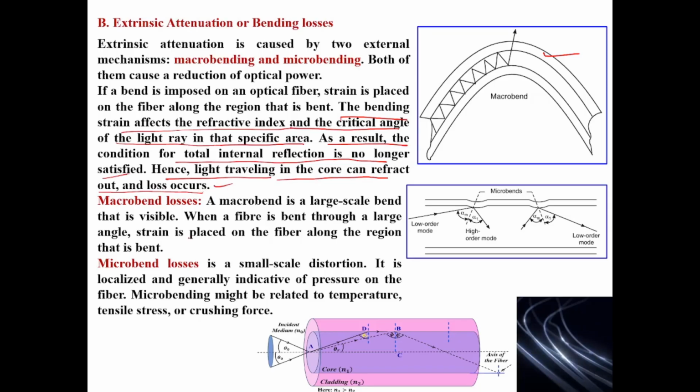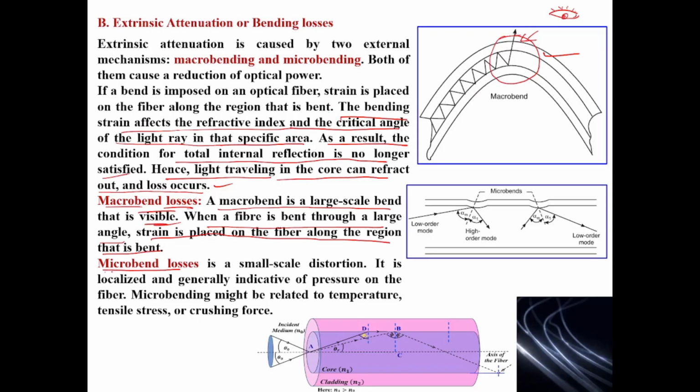And this bending can be of two types: macro bend loss and micro bend loss. Here macro bend means it can be visible. If the fiber bends like this, it can be seen by the naked eye. Anyone can visualize that the fiber is bent like this. A macro bend is a large scale bend that is visible. When a fiber is bent through a large angle, strain is placed on the fiber along the region that is bent. So significant strain will be produced, due to which the refractive index changes, due to which the internal reflection condition could not be satisfied, as we discussed.